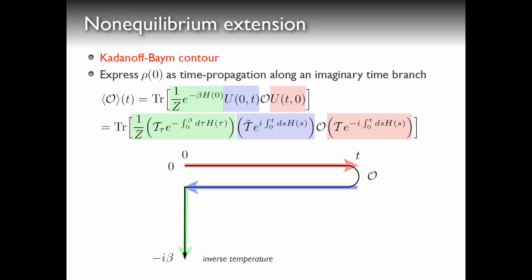Namely, we start at time 0, we propagate forward in time along the real-time axis up to time t. Then we measure the observable. Then we propagate back along the real-time axis with this blue time evolution operator. And finally, we propagate along the imaginary time axis to minus i beta, where beta is the inverse temperature of the system. And this imaginary time branch here represents the initial equilibrium state of our system.